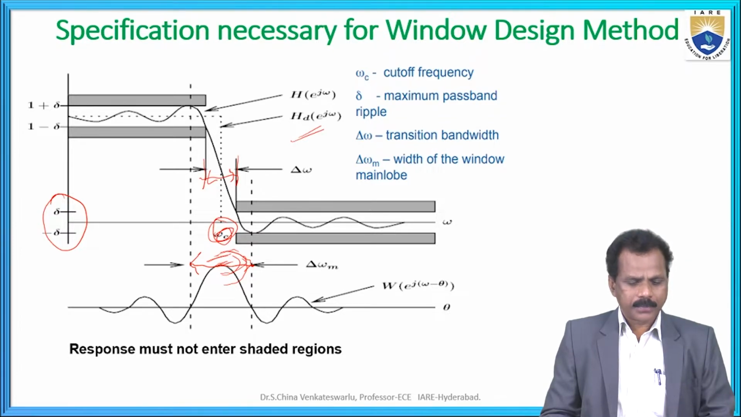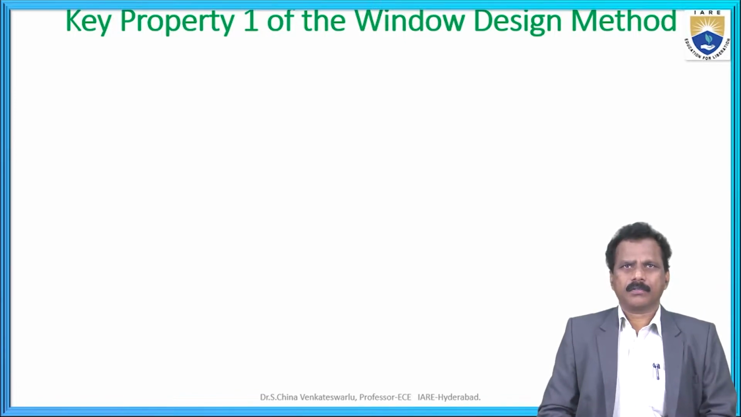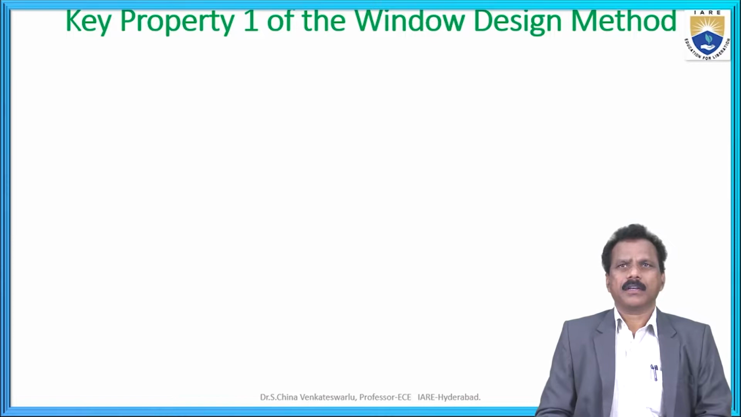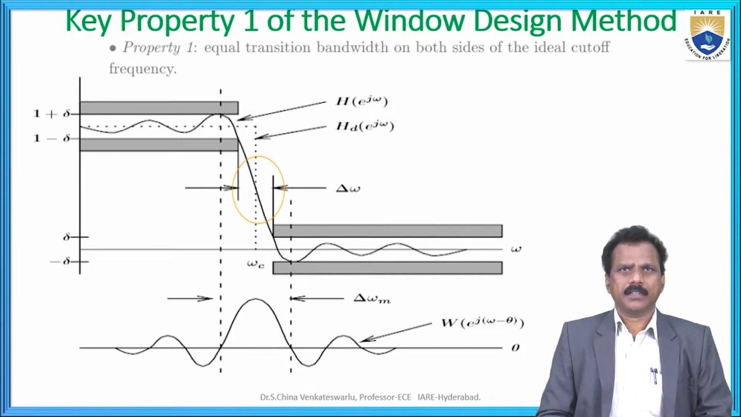The response must not enter the shaded region. Using all that specification, you have to follow the key properties, three or four of them. Now we are concentrating on key property 1 of the window design method. Property 1 is equal transition bandwidth on both sides of the ideal cutoff frequency. It is specified.